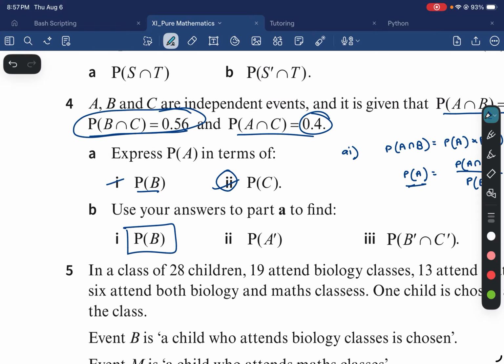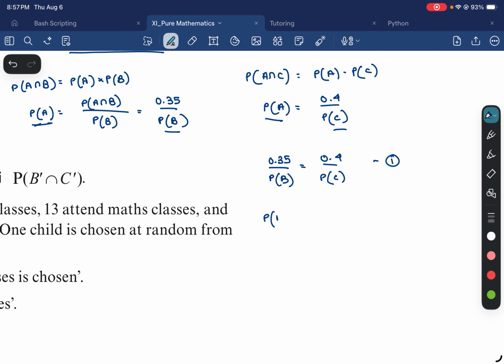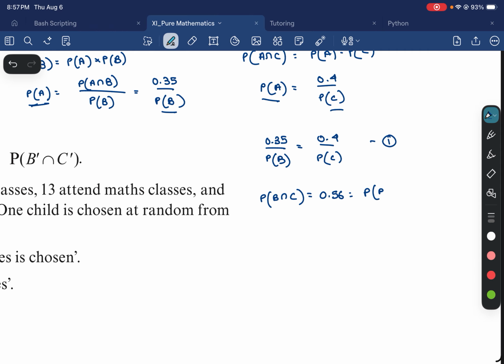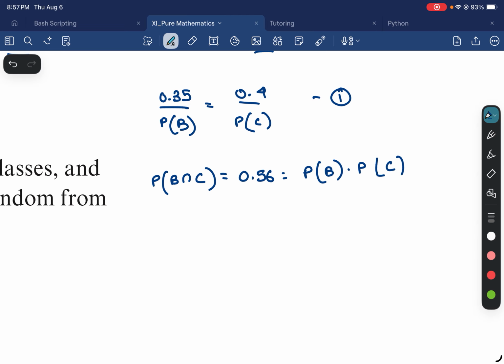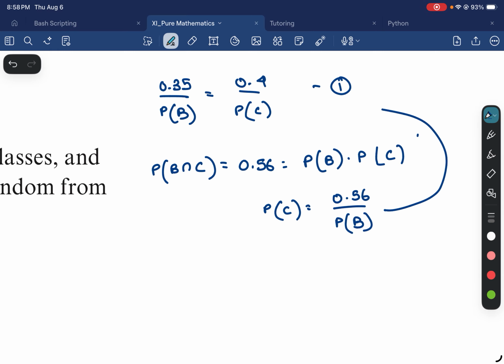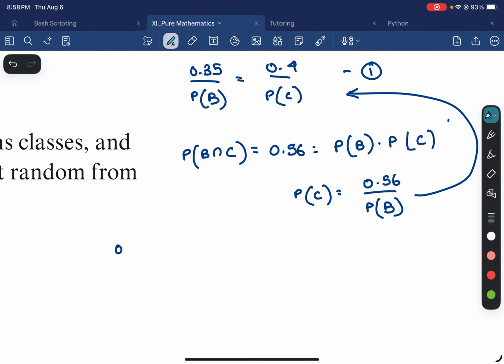I have this information as well, right? Because they are independent, P(B intersect C) is equal to 0.56, right? It's just going to be P(B) times P(C). All right. So these are the pieces of information that I have. And from this, I know that P(C) is just 0.56 divided by P(B). And I can substitute this information here. So 0.35 divided by P(B) is equal to 0.4, and P(C) is 0.56 divided by P(B).